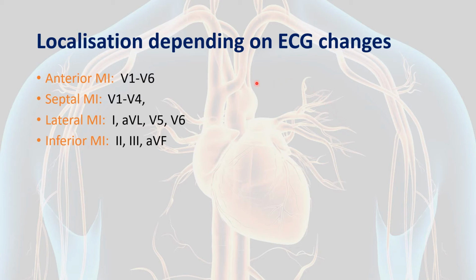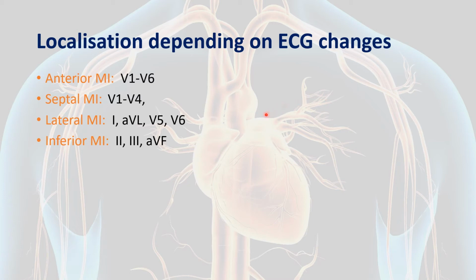To be significant, there should be a ST segment elevation of 1 mm or more in inferior leads, which are 2, 3, and AVF, and 2 mm or more in chest leads V1 to V6. ST elevation in leads V1 to V6 correspond to anterior wall MI, whereas if it is confined to V1 to V4, it is anteroseptal MI. This territory is usually supplied by left anterior descending coronary artery.